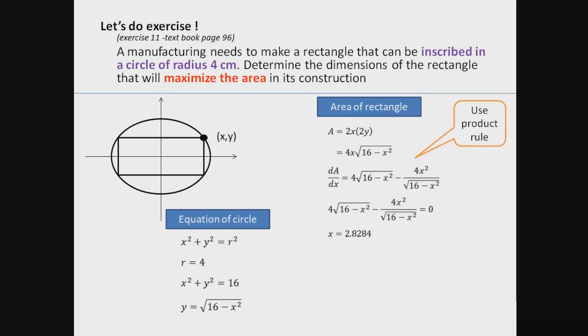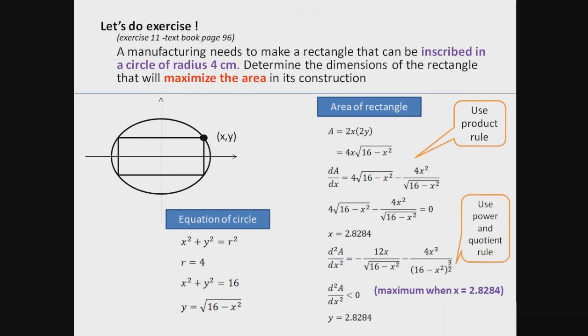So in this case, we need to find the second derivative. Using the power rule and the product rule, we get a value less than 0, which means it is a maximum when x is equal to 2.8284. Now we just substitute the x value back into the y function. So now we get y is equal to 2.8284. So now we have solved the dimensions of the rectangle that will maximize the area.